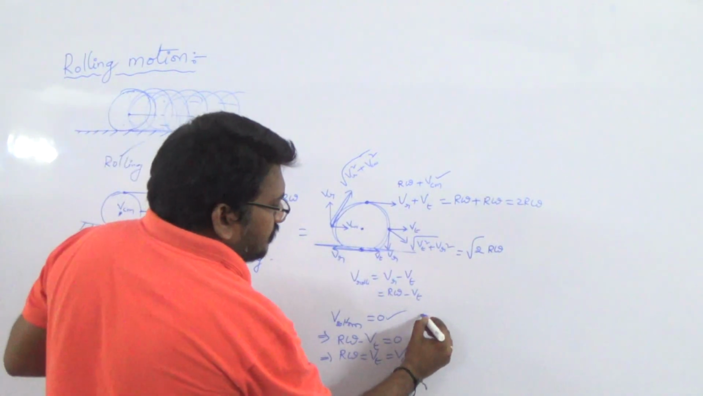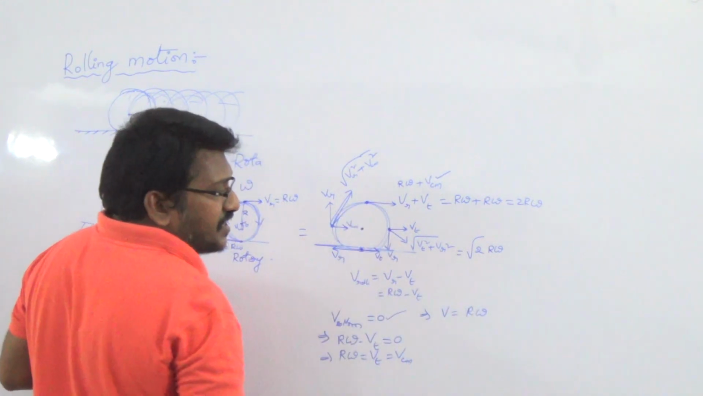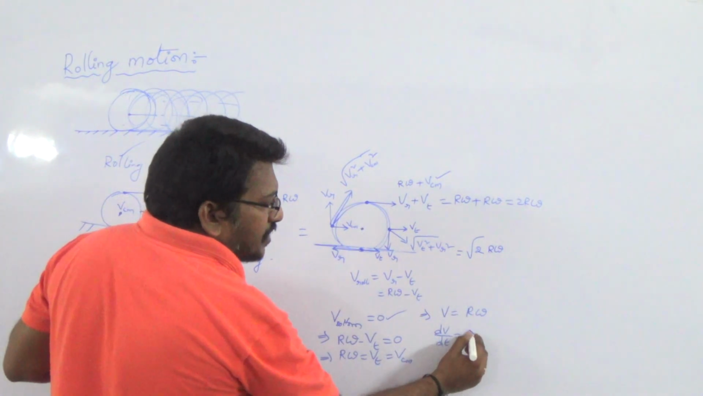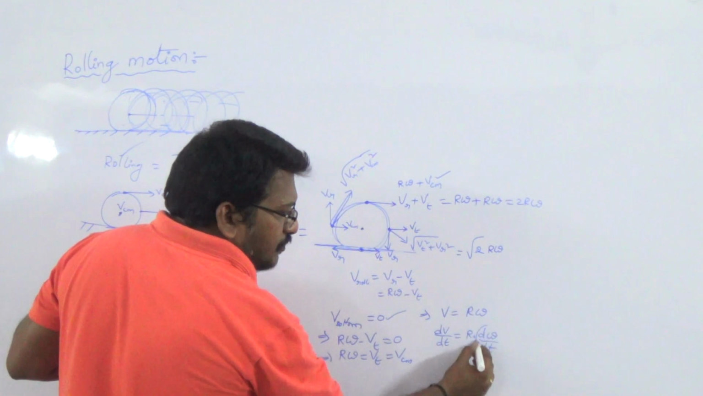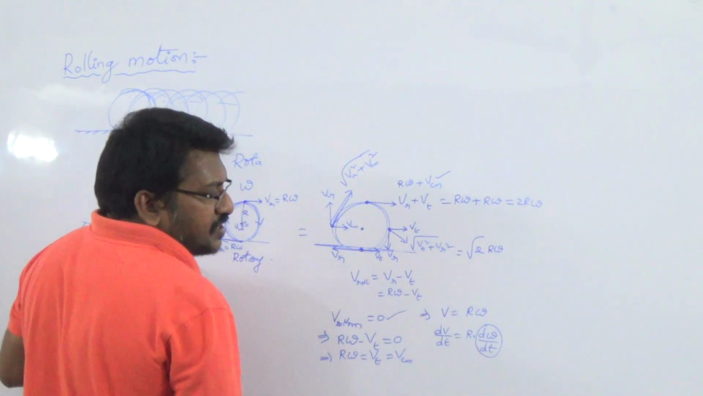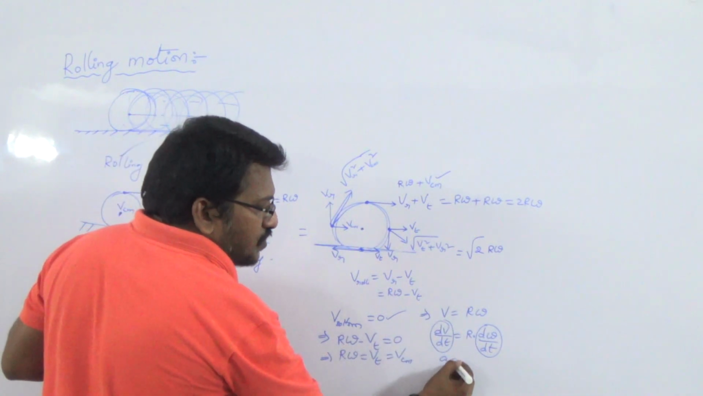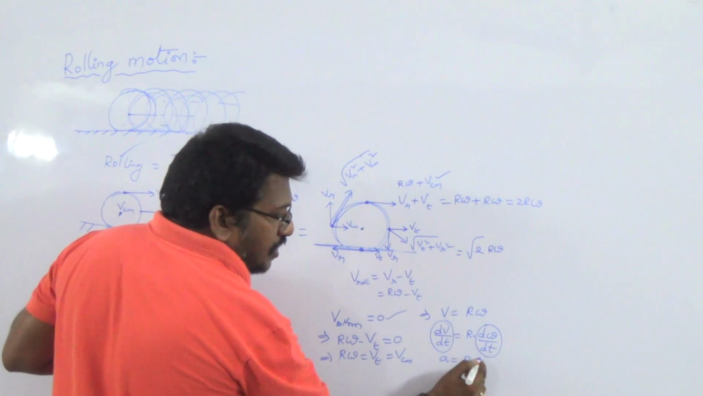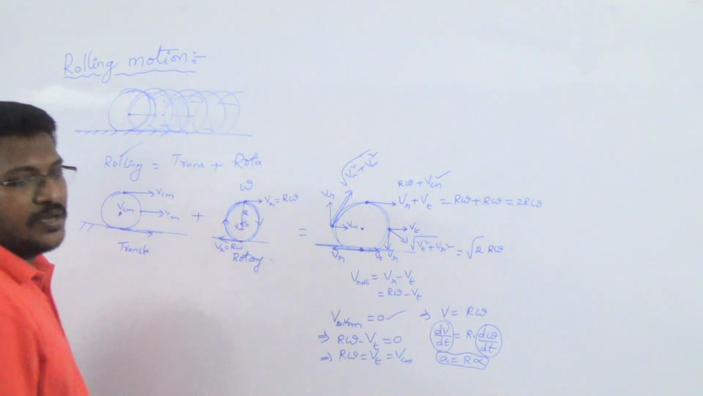For example, we get v equal to r omega. So what is the acceleration? From this we get dv by dt equal to r into d omega by dt. Here d omega by dt is angular acceleration, and dv by dt is linear acceleration. So a is equal to r alpha. So that is the acceleration of the particle: a equal to r alpha.